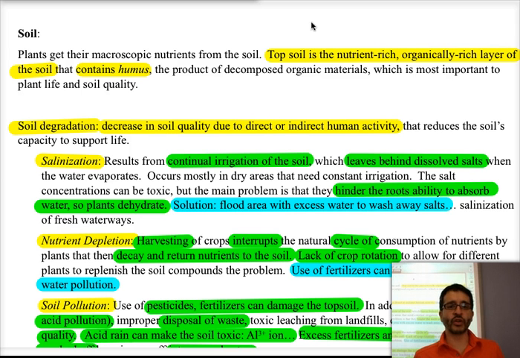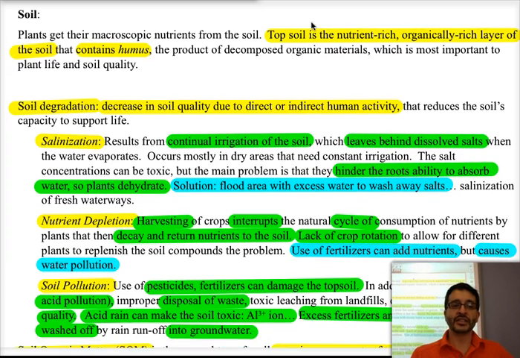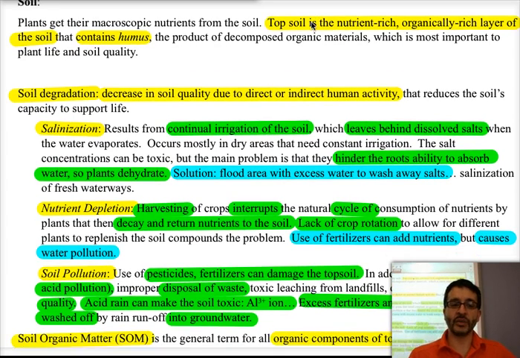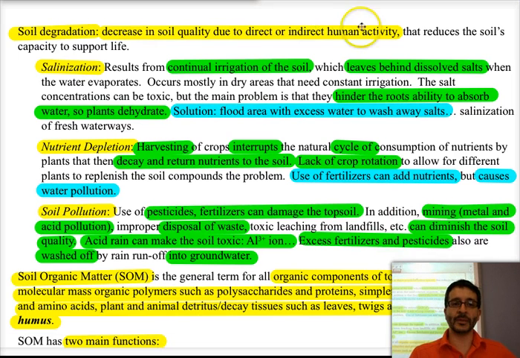One of the things that we are worried about is that the world is experiencing soil degradation, which is a decrease in the quality of the soil due to direct or indirect human activity. When soil is degraded, it cannot carry as many life forms or as many individual plants per unit of area. There are three main soil degradation types: salinization, nutrient depletion, and soil pollution. So let's talk about those directly.